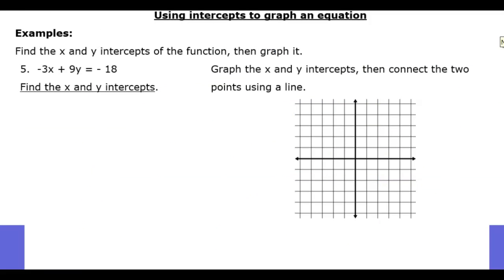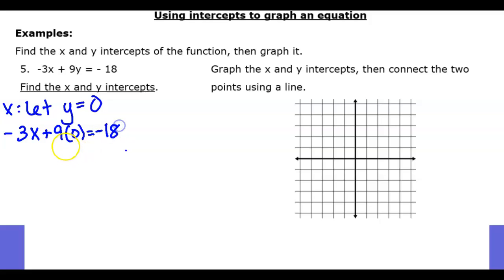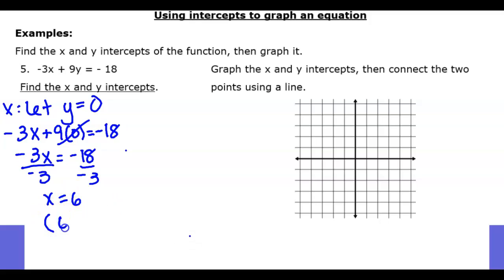Let's try to graph them. Now we're going to use the intercepts, and we're going to graph the equation. Again, we start out, we find the x and the y-intercepts of the function. For my x, I let y be 0. So I end up with negative 3x plus 9 times 0 equals negative 18. 9 times 0 is 0, so I'm left with negative 3x equals negative 18. Then I divide by negative 3, so my x is equal to 6. That means my intercept is 6, 0.